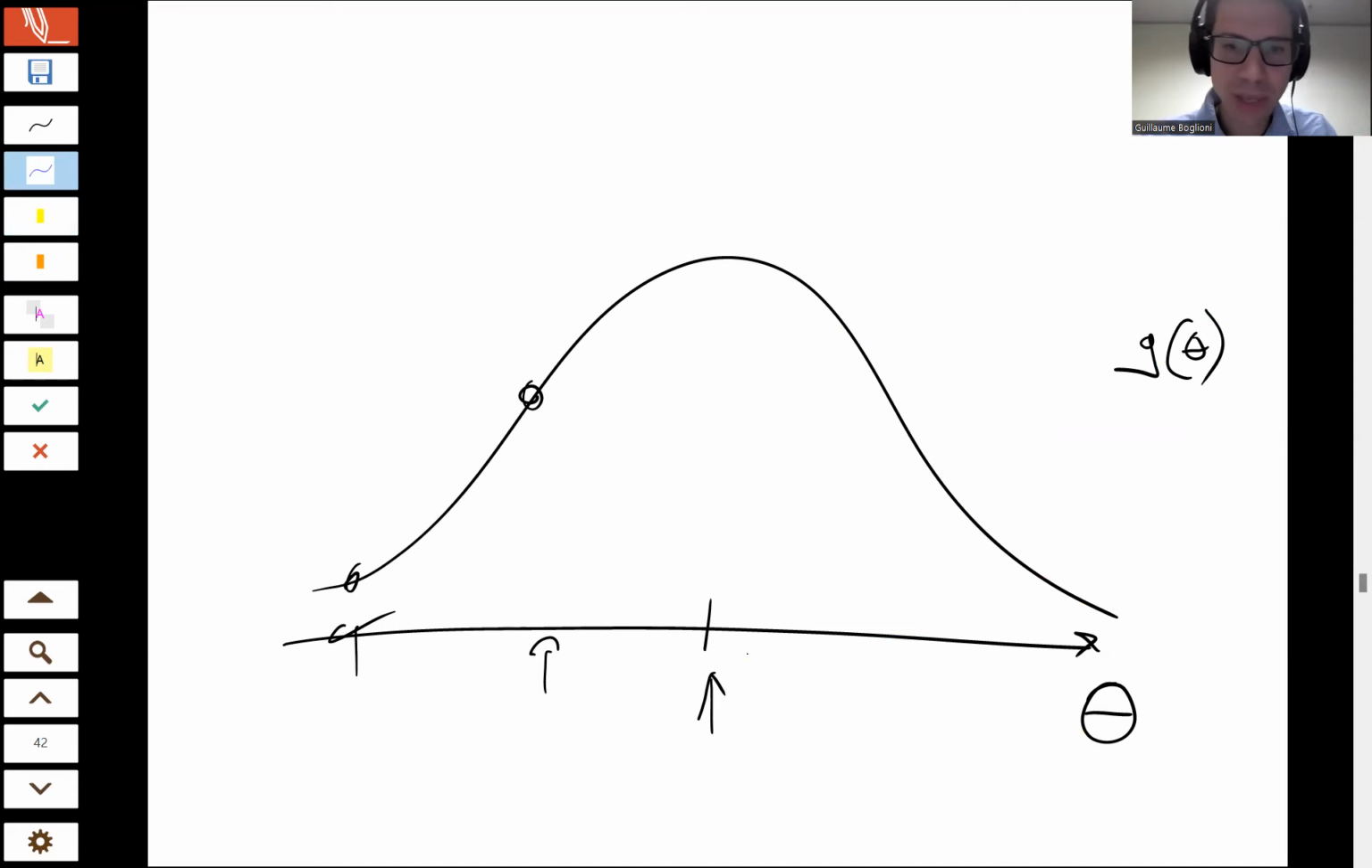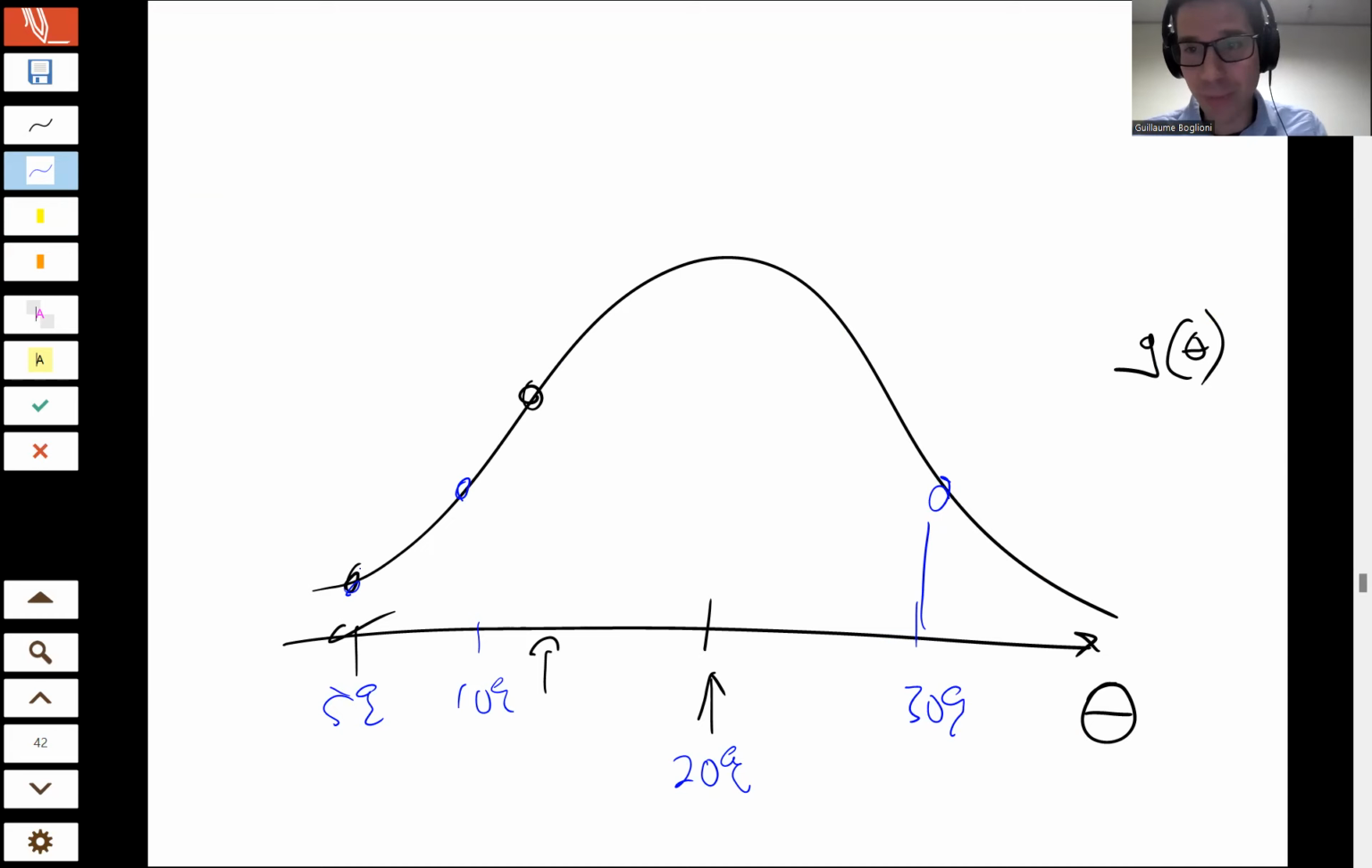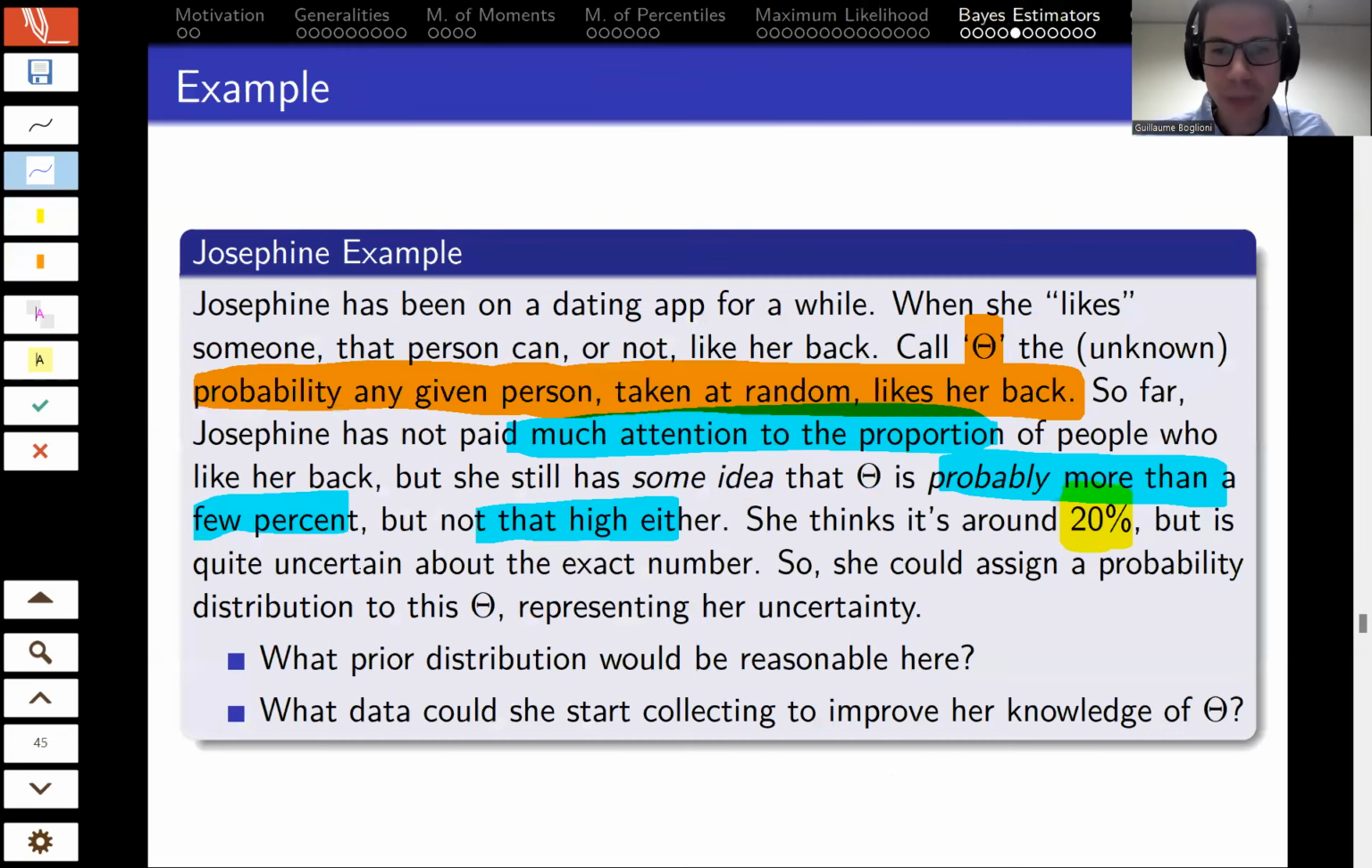So you see, she assigns a certain probability distribution to what theta is. She thinks, with some likelihood it's around 20%, but I'm quite uncertain of what theta actually is. It might be 30%, but I just think this is less likely. It might be 10%, but I don't think that's too likely either. And I don't think it's 5%. It's still possible, but I don't think the probability someone likes me back is 5%.